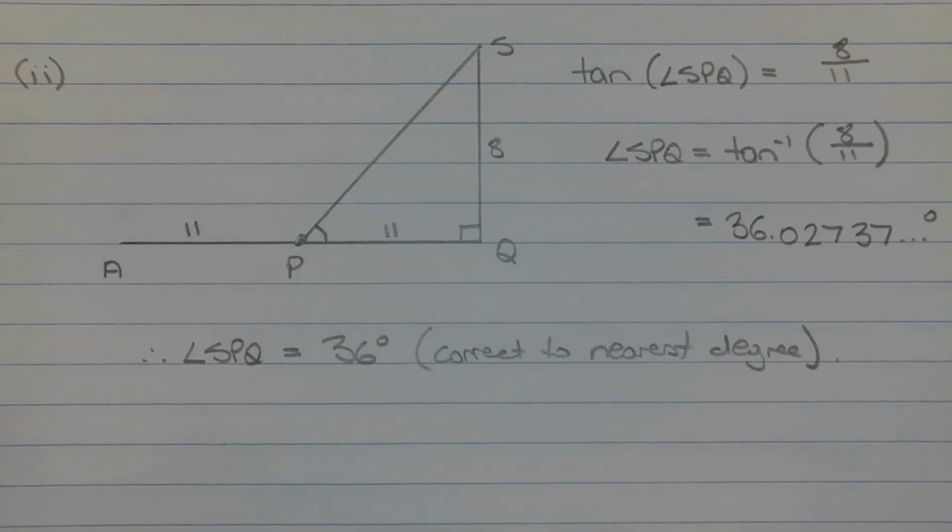We need to use the tan ratio in order to find the size of angle SPQ, and we can form this equation. Tan of angle SPQ is equal to opposite over adjacent, so that's 8 over 11. We need to isolate angle SPQ, in other words, make angle SPQ the subject, and we do that by taking the inverse tan of 8 over 11. So angle SPQ is equal to inverse tan of 8 over 11, and that evaluates to 36.02737 and so on degrees. Therefore, angle SPQ is equal to 36 degrees, correct to the nearest degree.